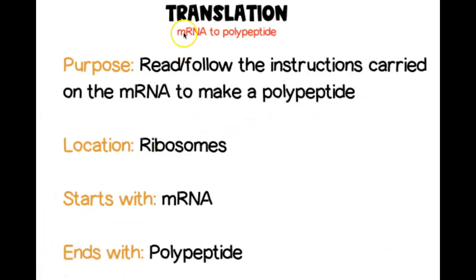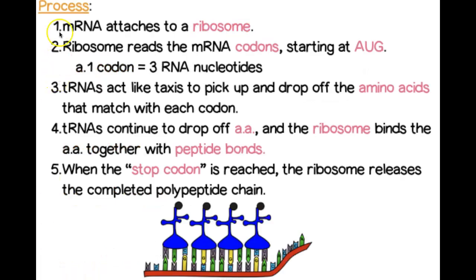So going into translation now, this is from the mRNA to the polypeptide, or the protein. The purpose is to read and follow the instructions carried on the mRNA to make a polypeptide. The location is in the ribosomes. It starts with the mRNA and ends with a polypeptide. So here's the process. Number 1, mRNA attaches to a ribosome. Number 2, the ribosome reads the mRNA codons, starting always with AUG. So 1 codon is equal to 3 RNA nucleotides.